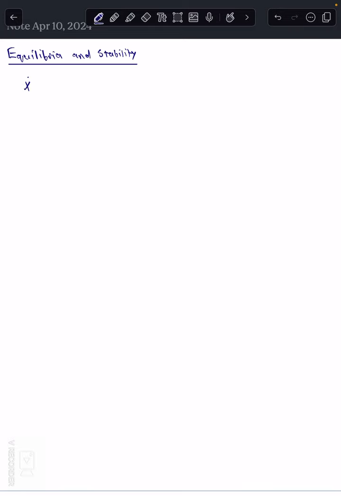We have x dot equals mx plus b. If we want to find the equilibrium point of this, we set velocity equal to 0, giving us this equation, mx plus b equals 0, and solve for x at which this is the case. This would be mx equals minus b, x equals minus b over m.